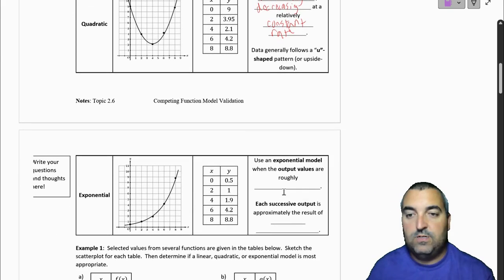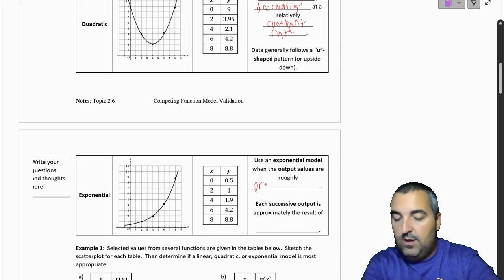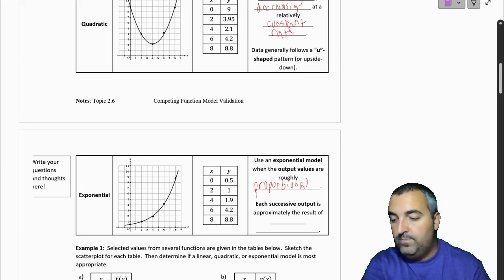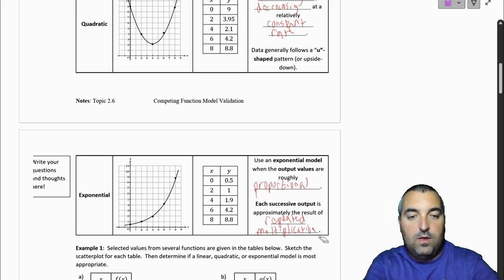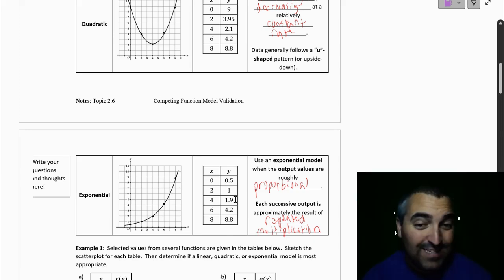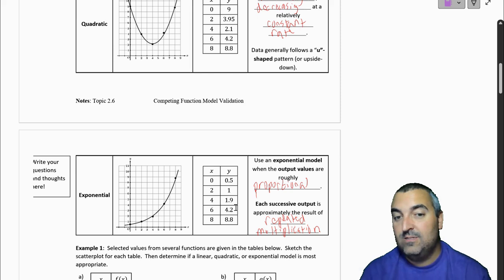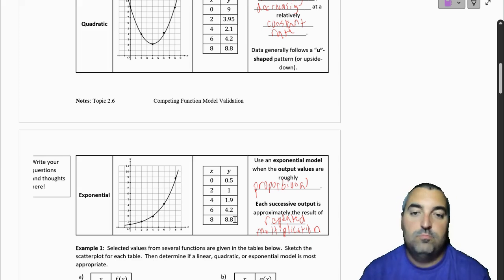Okay. The last one is exponential. How do we tell this one? Well, this is when they are proportional, or roughly proportional. So each successive output is approximately the result of repeated multiplication. Again, you look at the outputs and you're like, oh, this is double. Oh, and then if I double it again, I'd get something like 2, which is pretty close to 1.9. If I double that, it's about 4, which is pretty close to 4.2. If I double 4, I get 8, which is pretty close to 8.8, right? You'll have some variance, but that's kind of how we tell, right?